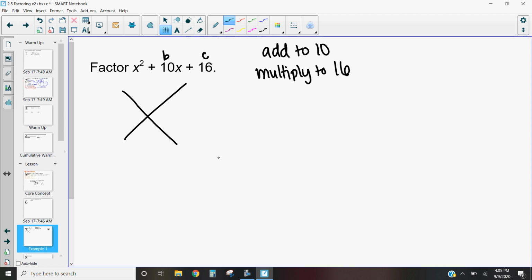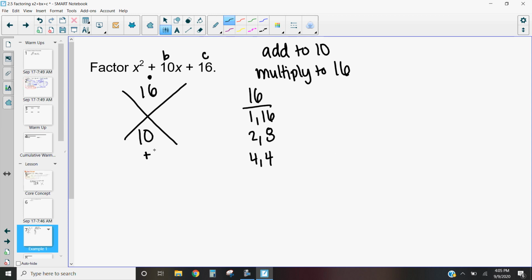What's going to happen is in the top of my x, I'm going to write down my c value, or what numbers I want to multiply to. So I've got my 16 up here, and I've got my b value, or what numbers I'm trying to add to, down here. So c is right here, b is right here. Now I want to come up with two numbers, one to go on either side, that multiply to get 16 and add to get 10. The way that I'm going to do that is I want to look at what are the factors of 16. Well, I've got 1 and 16, I've got 2 and 8, I've got 4 and 4. Those are all the positive factors.